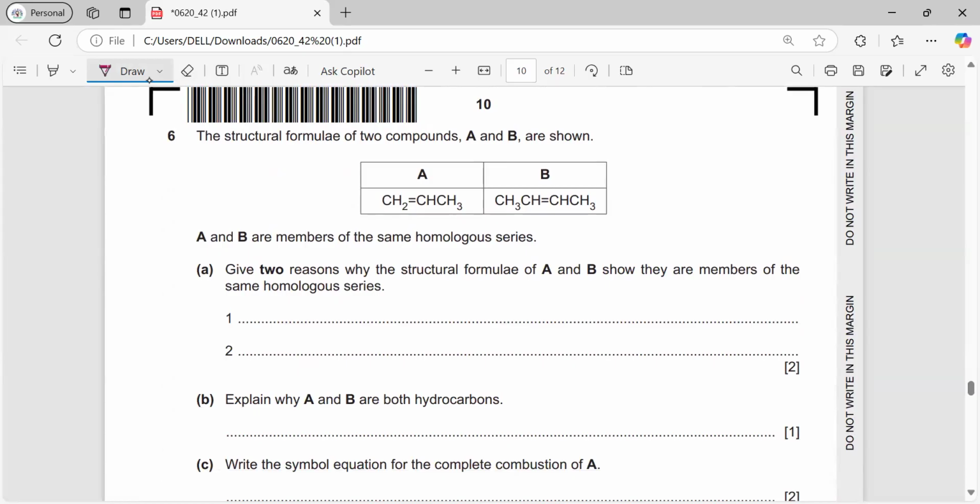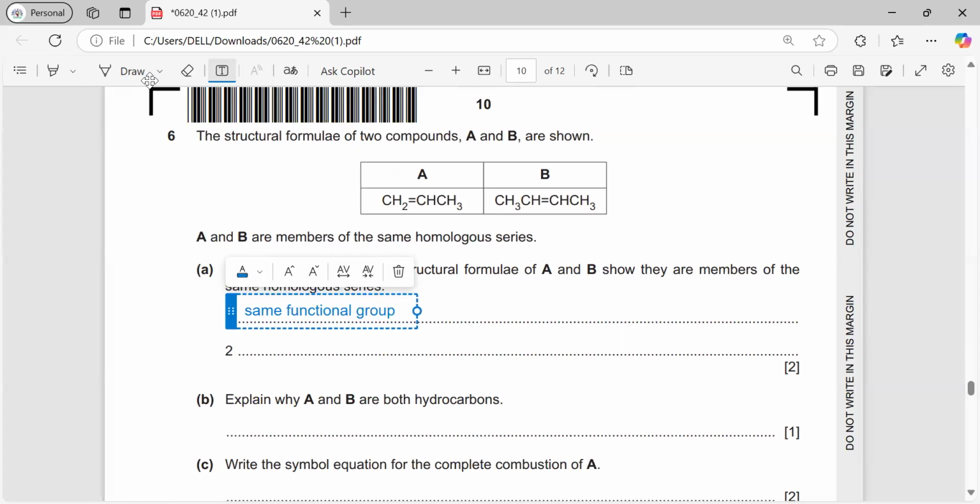Next question, the structural formula of two compounds A and B are shown. A and B are members of the same homologous series. Give two reasons why a structural formula of A and B show that they are members of same homologous series. Now, they are members of the same homologous series because of the same functional group, which is the double bond. The double bond is the functional group and it is the same in both of them.